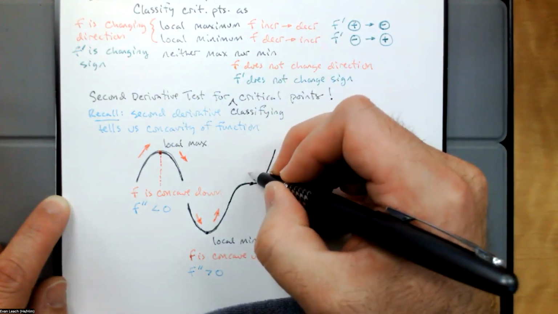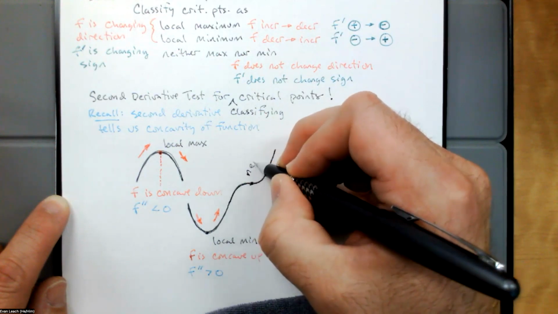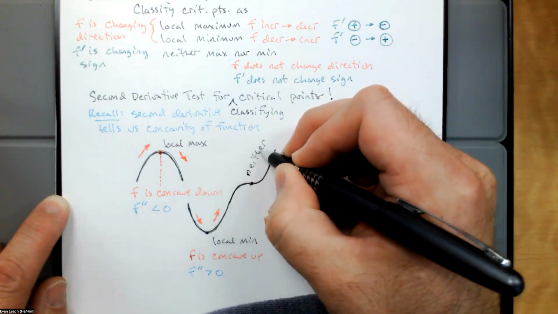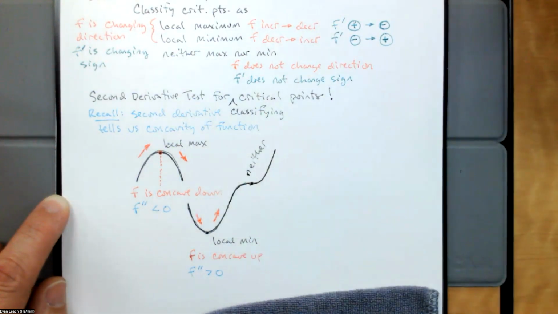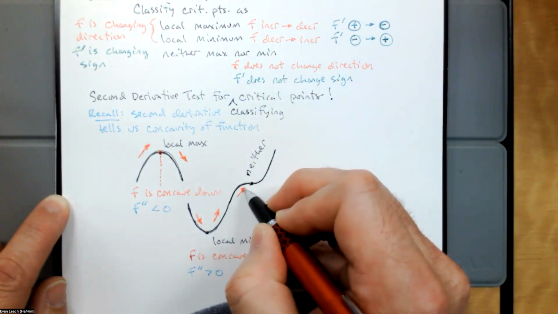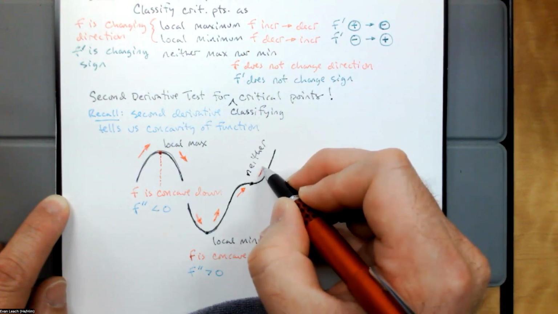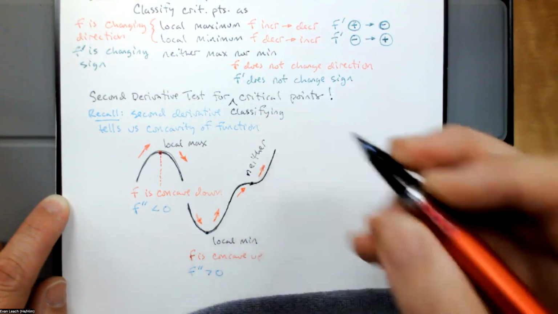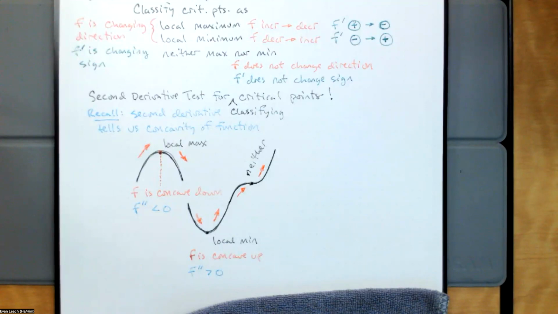So we have neither. The function is increasing. No, that is not what I said. I said if f double prime is equal to 0 at a critical point, then we don't know. We don't get to say it's neither. That's making a conclusion. The second derivative test is providing no conclusion.